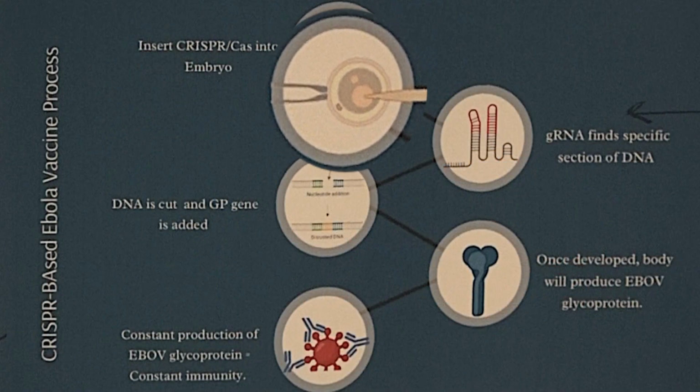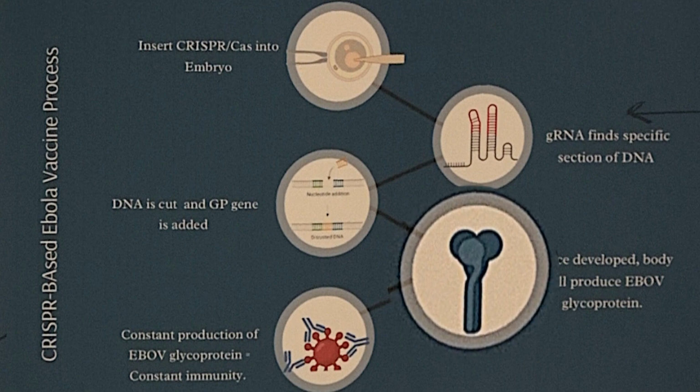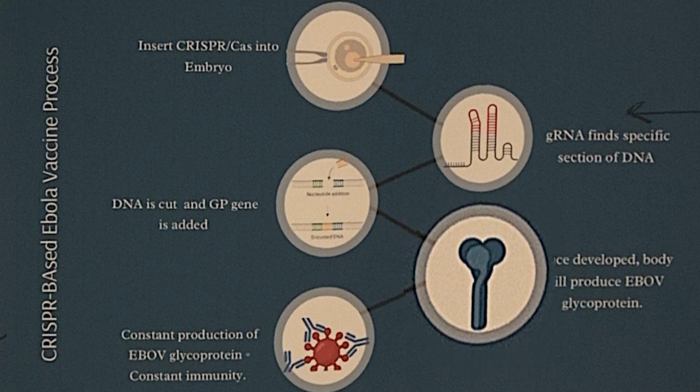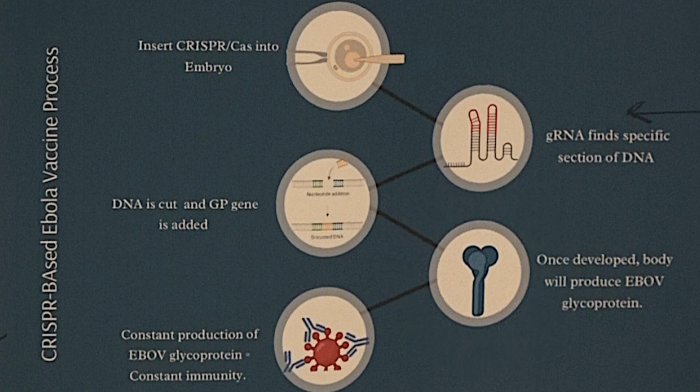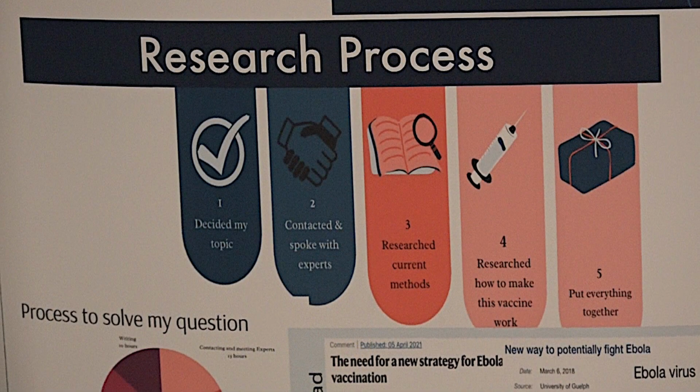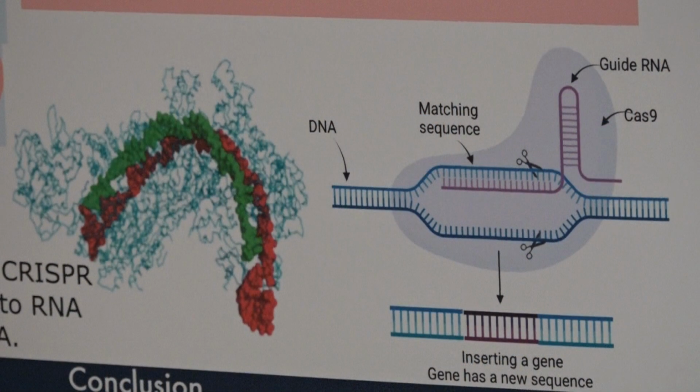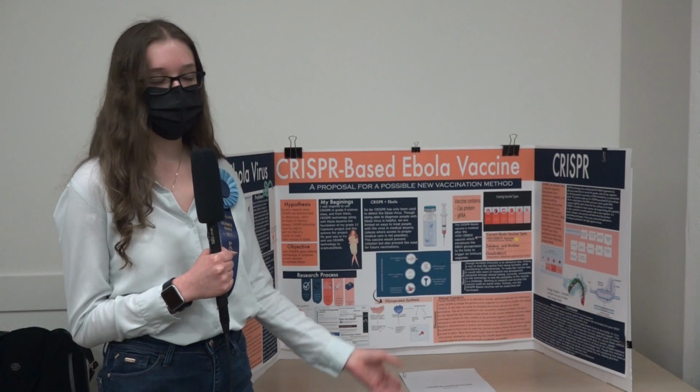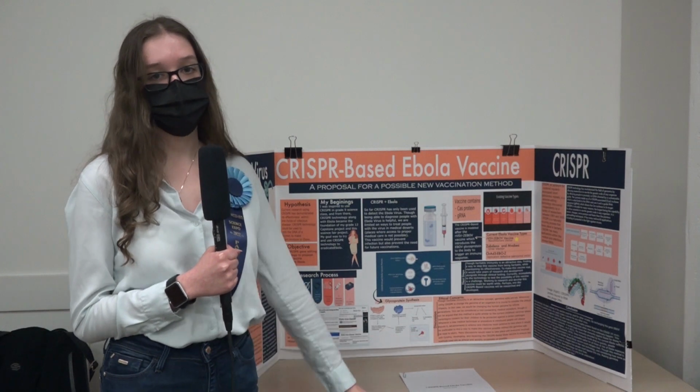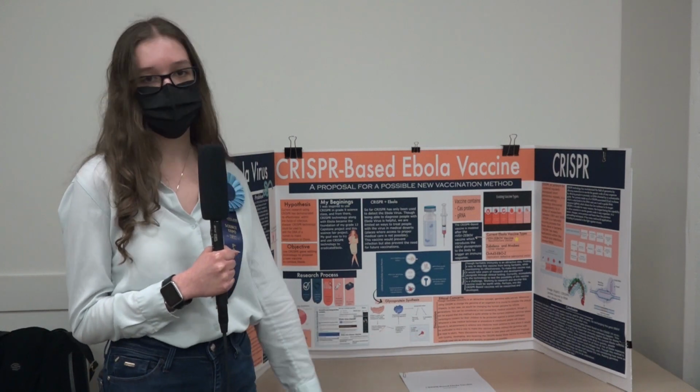And it'll cause your body to produce the EBOV glycoprotein, which are little spike things around the outside of the virus, and they're responsible for how the virus is able to enter your cells and wreak havoc, basically. So by having the body produce those, you'll have a constant baseline of immunity against this virus. And what's great is that this technology for the CRISPR-based vaccine can be modified for any virus that has existed, does exist, and will exist in the future.